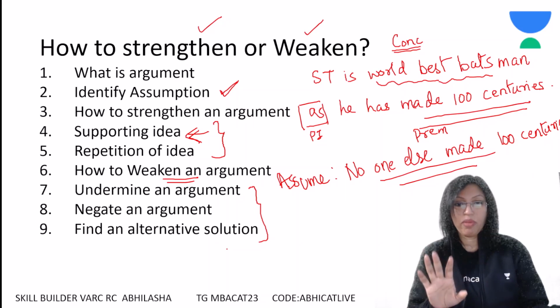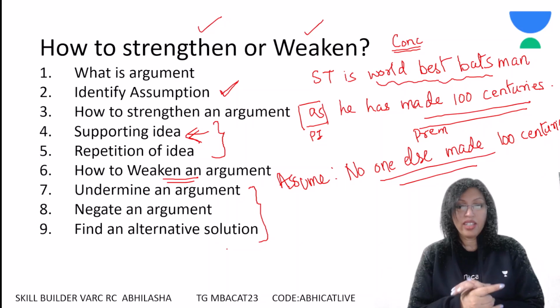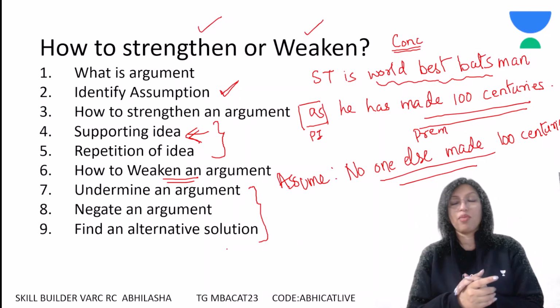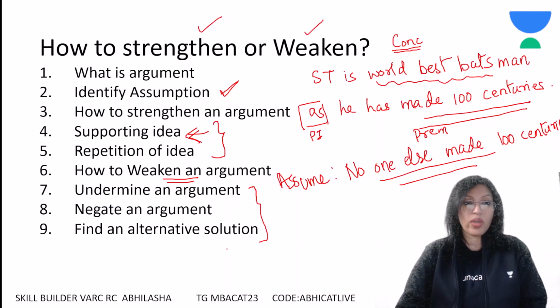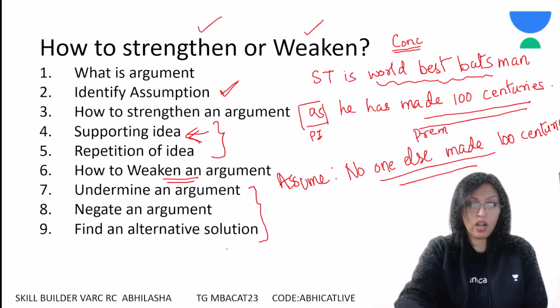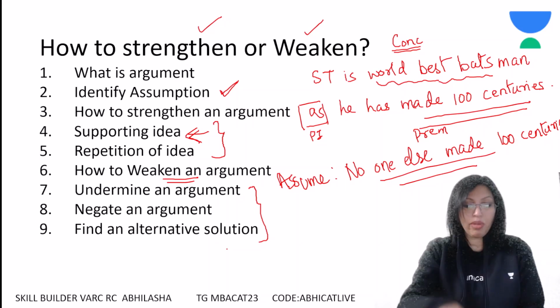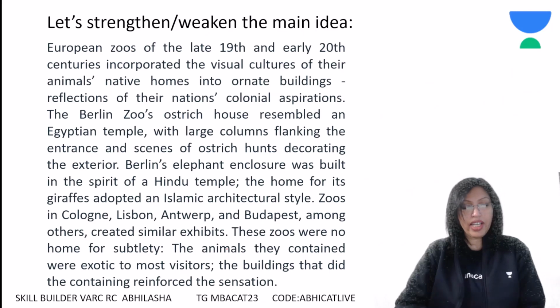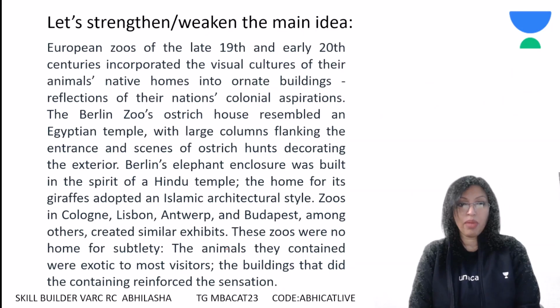So you should be able to understand all of this, and you should be able to think of the assumption whenever you're trying to get the question right. Okay. All right. So I hope you've been able to understand this thing. All right, let's try and strengthen or weaken the main idea. Here is a passage that we had done earlier.